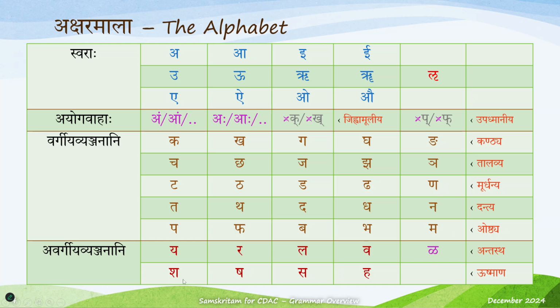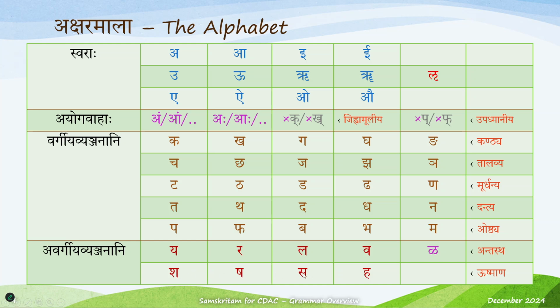Then the sha, sha, sa, these three, and including ha, they are called ushmanas because they involve the hot air in their pronunciation. Okay, sha, sa. So what is the variation between sha, sa?